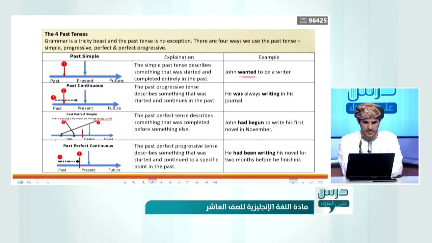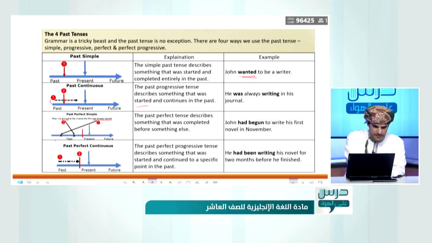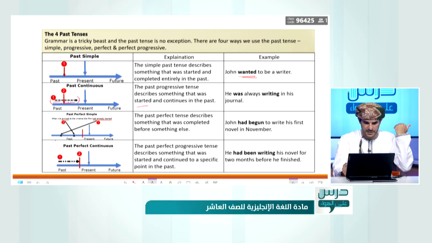About past continuous, the past continuous or progressive tense describes something that was started and continued in the past. Look here, started and continued for some time in the past, not until the present. Okay, like he was always writing in his journal at that time.